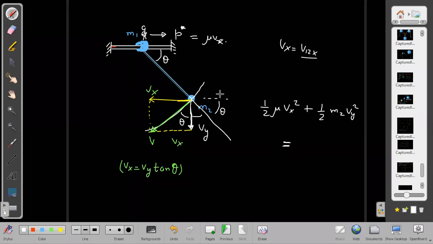It is equal to the potential energy being lost. As I took this case from here, it has fallen from, let us say, a length L of the string, so it has fallen to height L sin theta. This equation is the conservation of mechanical energy equation.